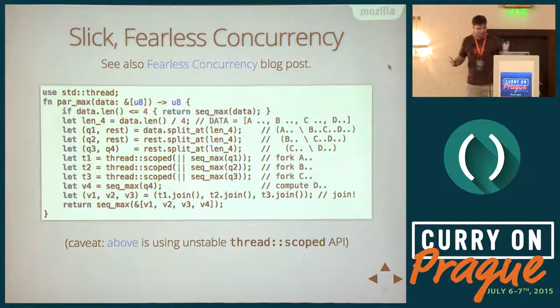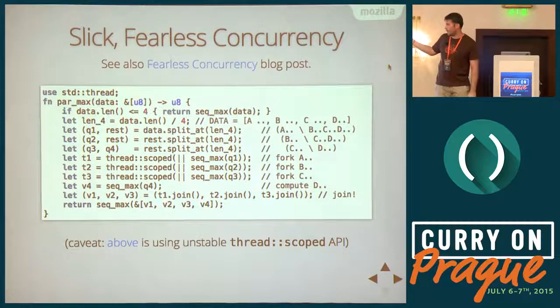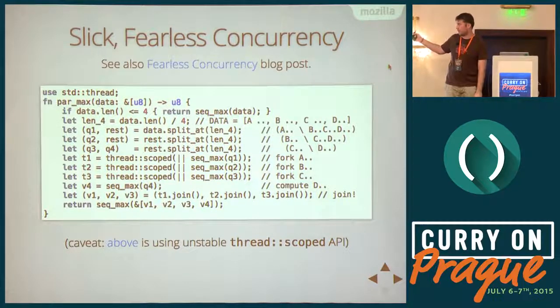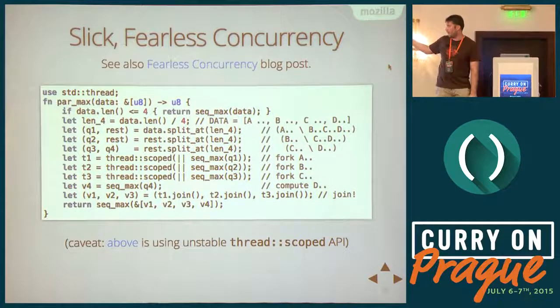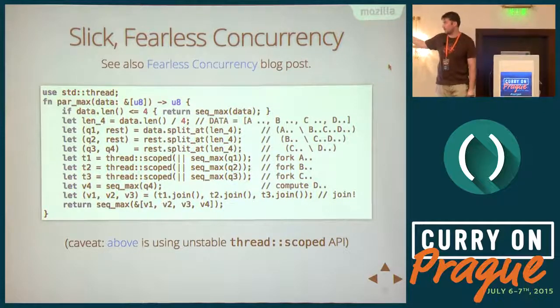So anyway. This is an example of fork join concurrency. So this is really slick because we have some data that's owned by the local stack frame, namely, or somebody. It's owned by somebody. It's not owned by the local stack thread. It's something we have borrowed.